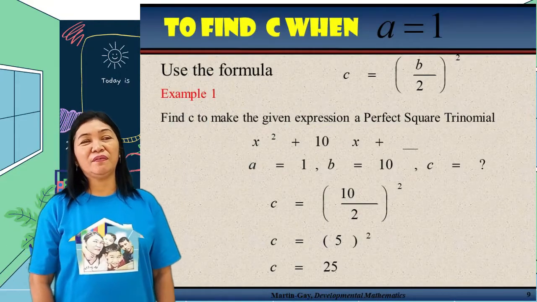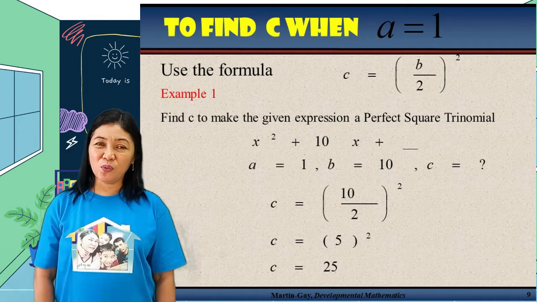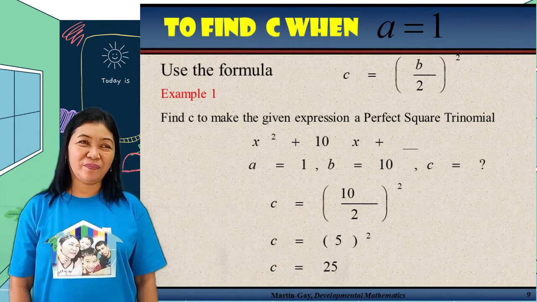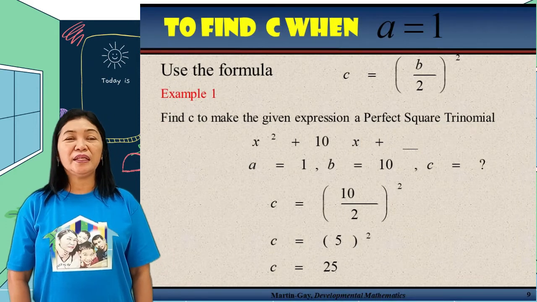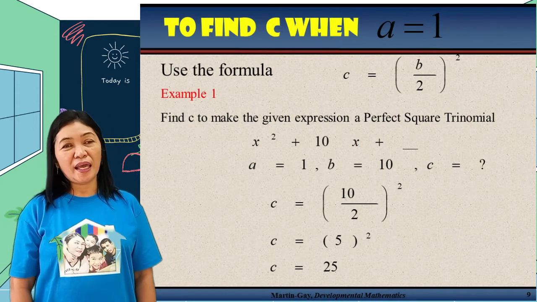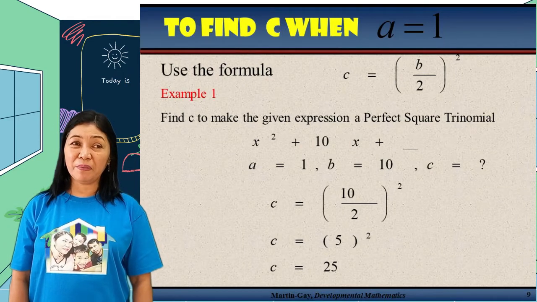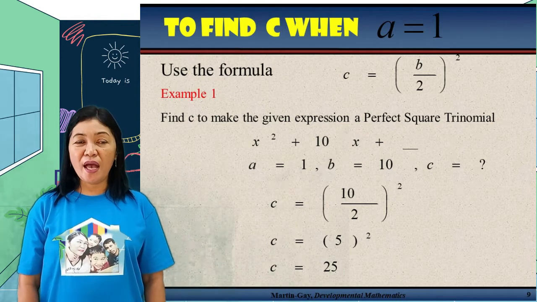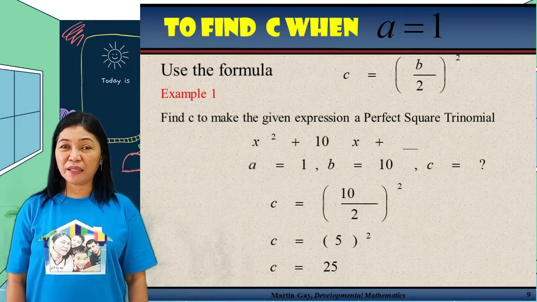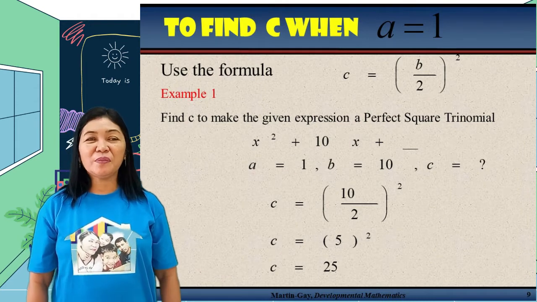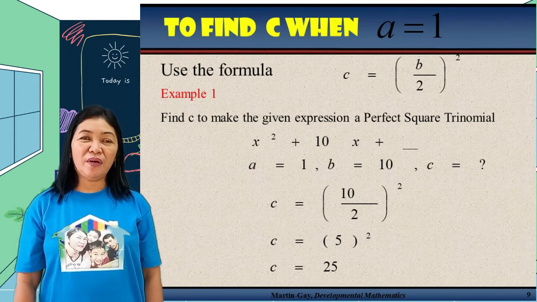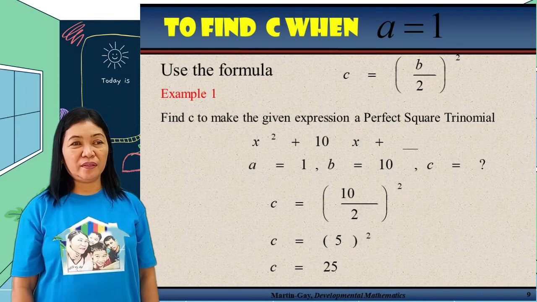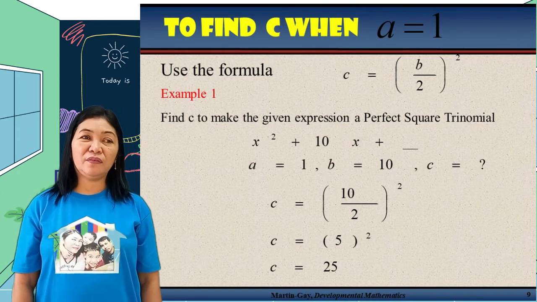We try finding the value of c when a equals 1 using the formula: the square of half of b. In the first example, the given expression is x squared plus 10x plus blank. Identifying the values of a and b, we have 1 and 10 respectively. Use the formula and substitute the value of b by 10 and divide it by 2, we get 5. Then square it. The answer is 25.